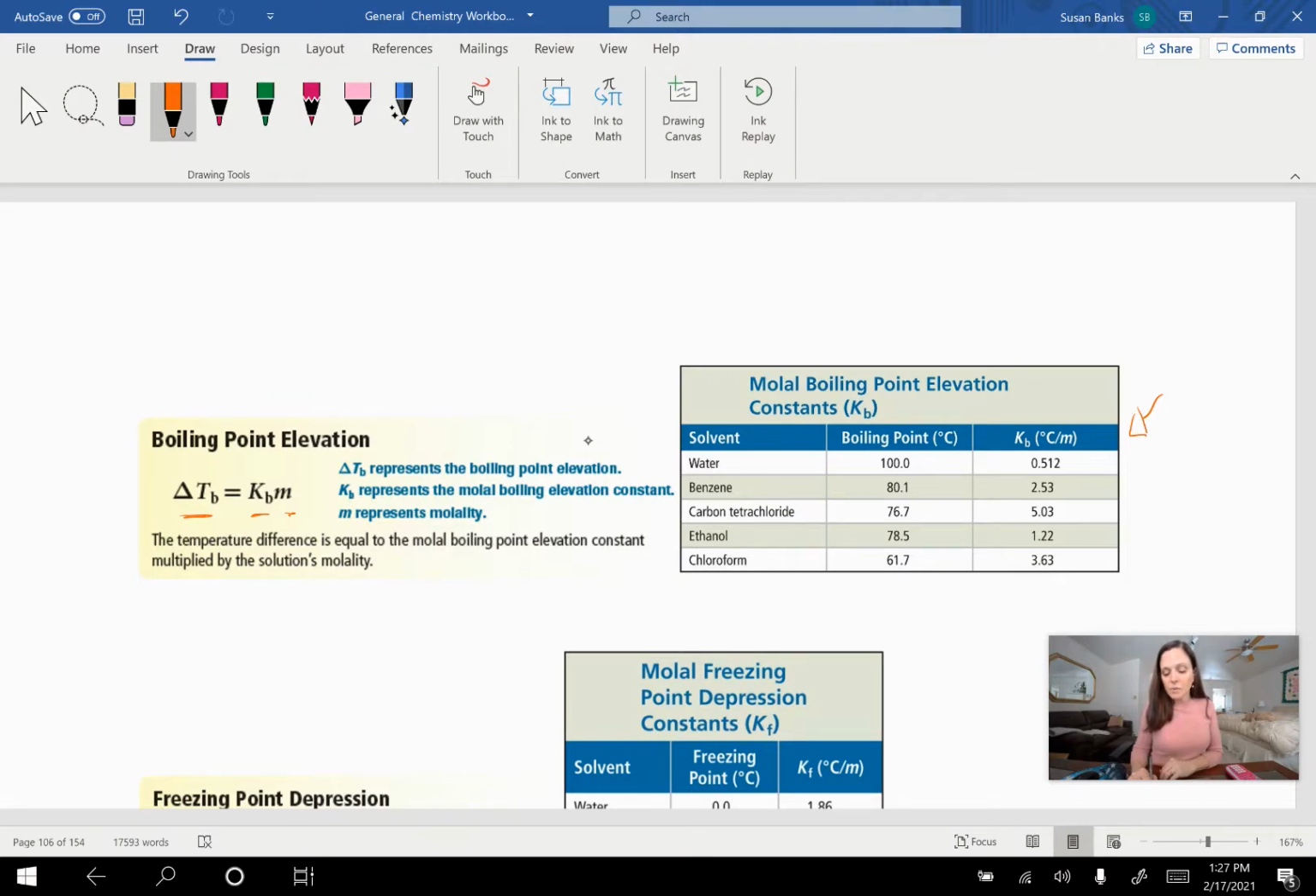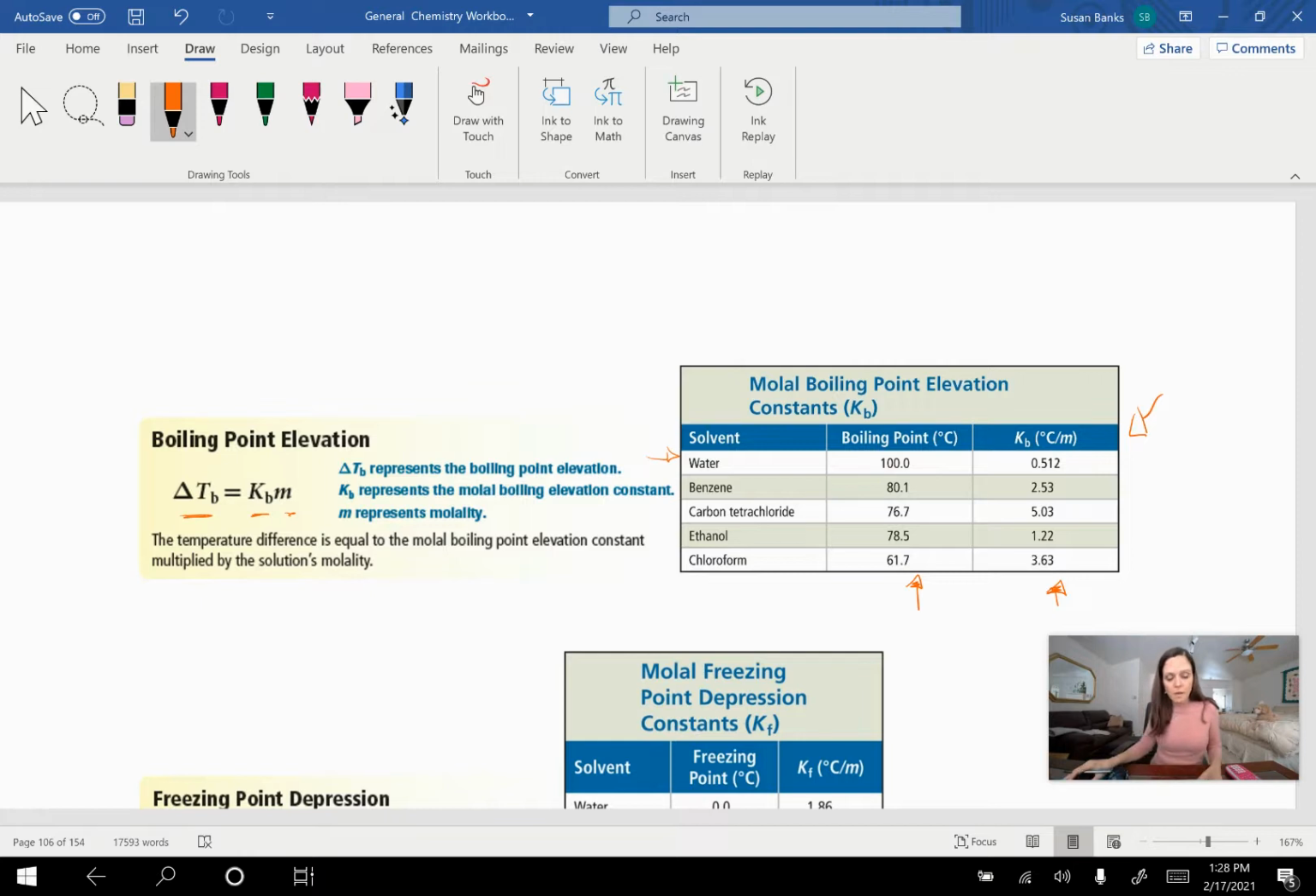Chloroform boils at 61.7 with a constant of 3.63 degrees per molal. Notice that the boiling points of the different solvents are unique. So when we're looking at different solvents, we can't assume that they boil at 100 degrees just like water. They don't. We also see that the boiling point constants of the various solvents are also very unique. So make sure that when you're looking at the problem, you grab the constant for the right solvent.